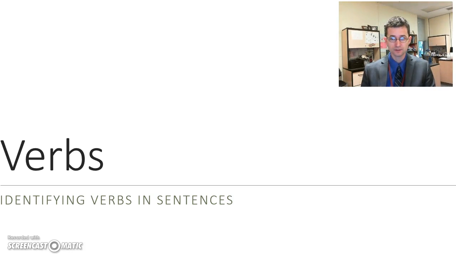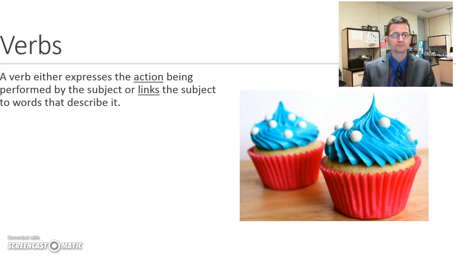We're going to be studying that crucial component of sentences. Every sentence has a main verb, and we want some insight on how to spot them. Now we can describe verbs generally. The verb of a sentence either expresses the action that the subject is doing, or it links the subject to words that describe it.